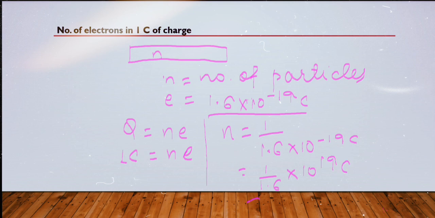Finally, when we solve it, we get a value somewhere around 0.625 into 10 to the power 19. Now, for simplicity, students, we put only one digit on the left side of the decimal point. So when we shift the decimal one place to the right, it becomes something around 6.25 into 10 to the power 18. Sorry, I mistakenly wrote coulomb over there. So in 1 coulomb of charge, we have a total of 6.25 into 10 to the power 18 electrons. Clear?